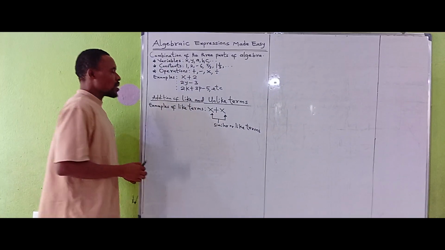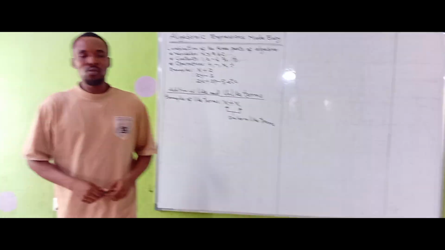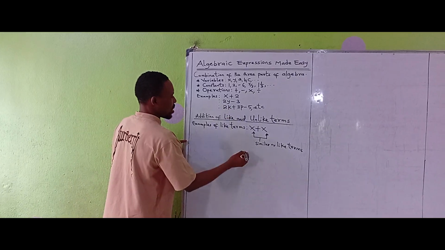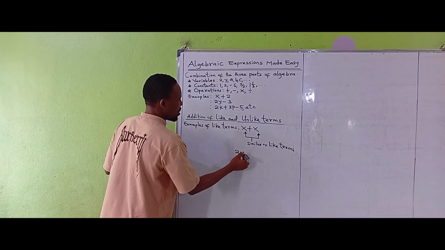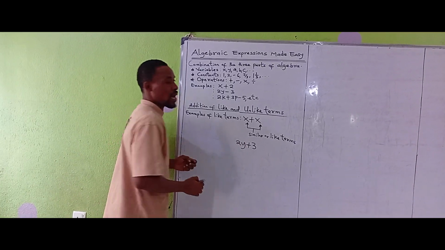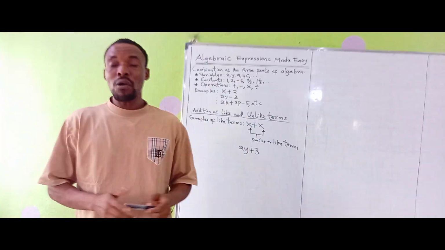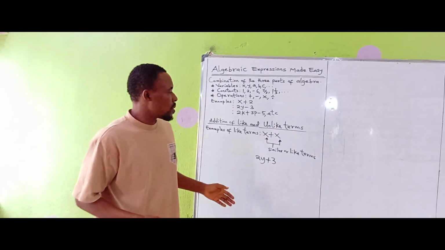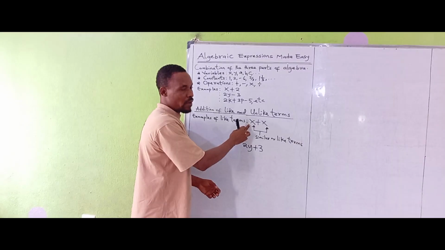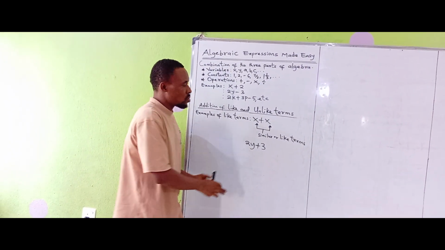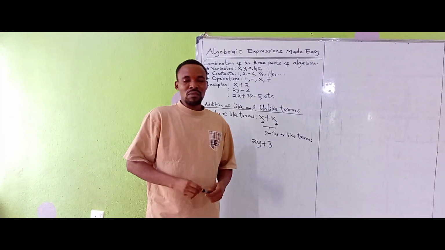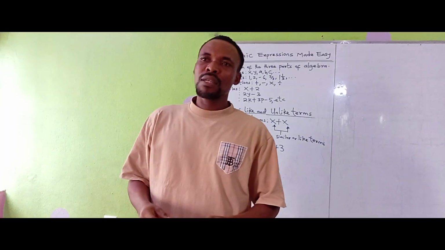Again, we can have an example where the terms are not similar. For instance, let's say we have 2y minus 3. Or let's make it a plus. Remember, any sign could be the operation. How do we go about solving or simplifying this type of expression and this type of expression? I will start with this one. We'll call it similar terms. They look alike.